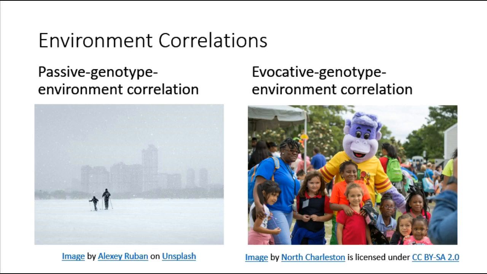Then you also have the evocative genotype environment correlation, and that refers to the fact that the social environment is going to change based on the characteristics, the inherited characteristics of the individuals in it. I chose this picture of the children in a social setting, and you can see that some of them are interacting with the mascot and embracing that situation and would change that dynamic. And then you can see the little girl off to the left there that looks a little bit more hesitant, a little bit more shy.